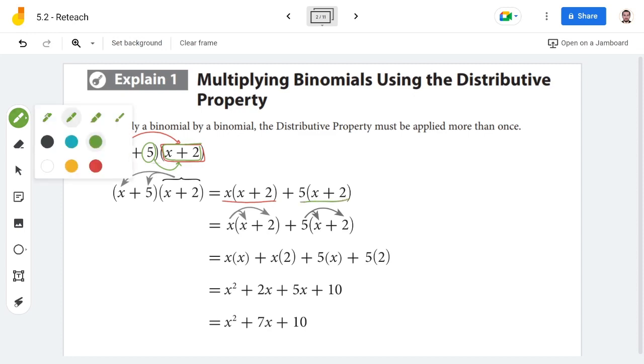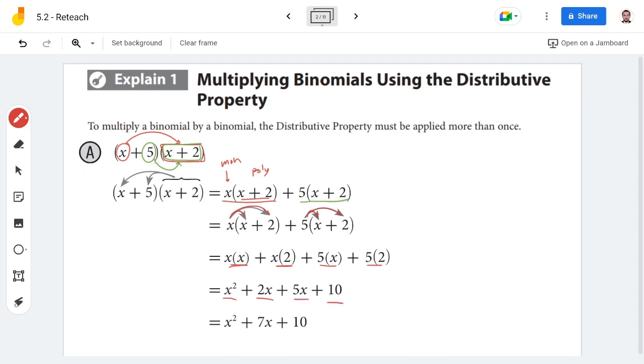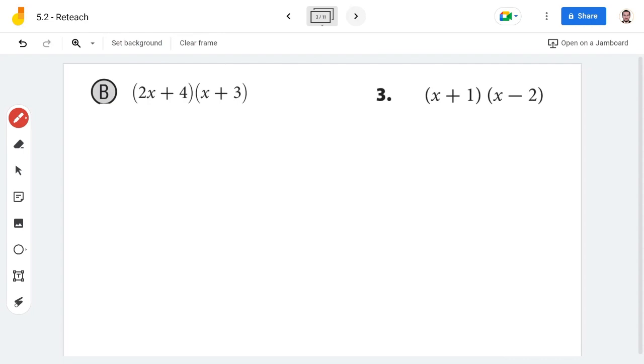Then the question becomes monomials multiplied with polynomials, similar to 5.1. Now multiply x times x and x times 2x, then same thing, 5 times x, 5 times 2. Now simplify: x times x is x squared, x times 2x is 5x, plus 10. Then we have like terms, so 2x plus 5x equals 7x, and we keep x squared and 10. So this is a way of multiplying polynomials with a polynomial.